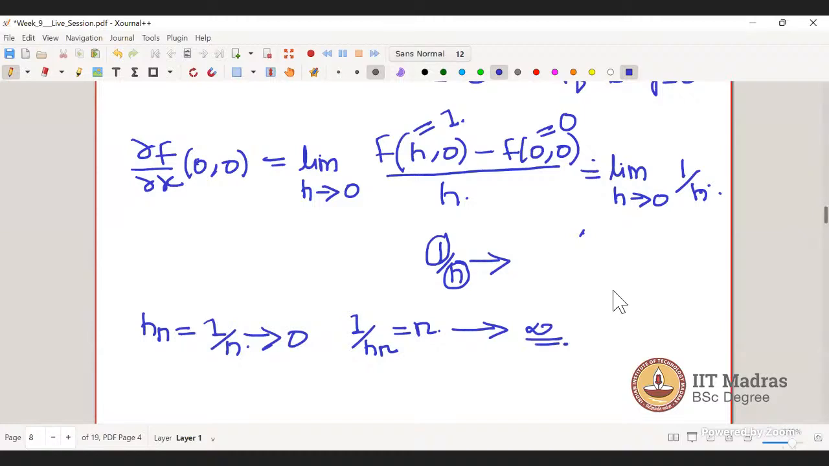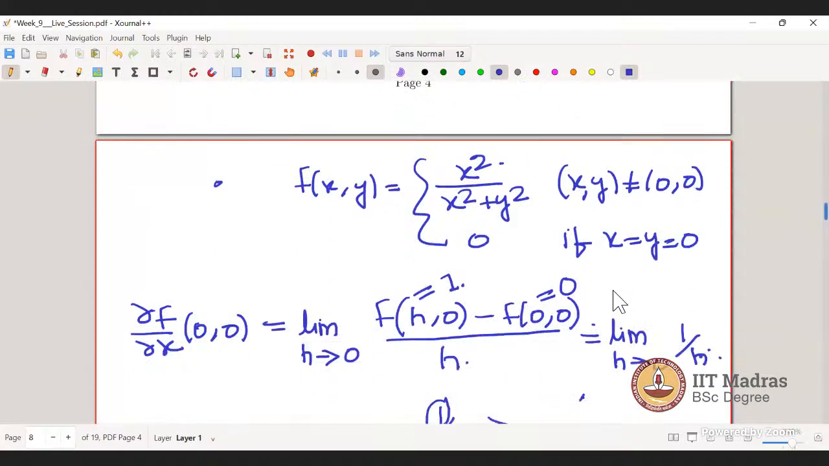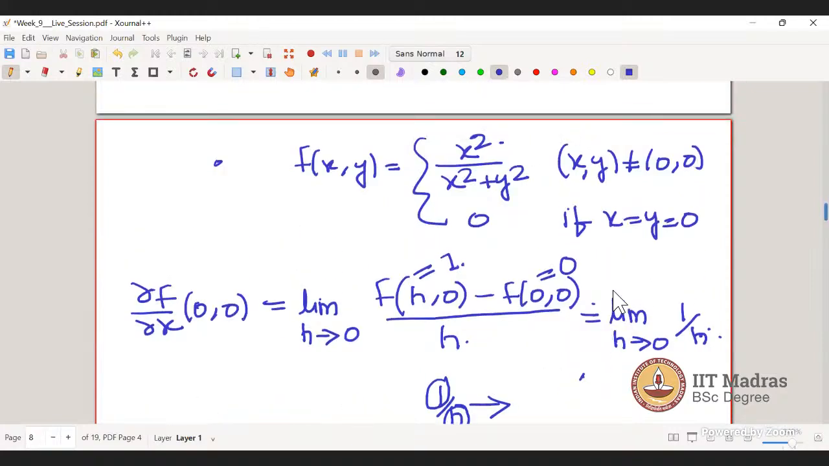Just one point on the previous line, wherein we are saying limit h tends to 0 of 1 by h. Does this refer to only the right hand limit, or does this refer to the left hand limit? See, it really doesn't matter. If one of them doesn't exist, then the limit doesn't exist.